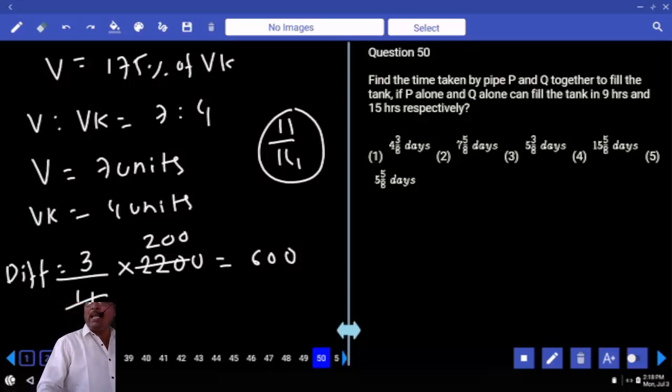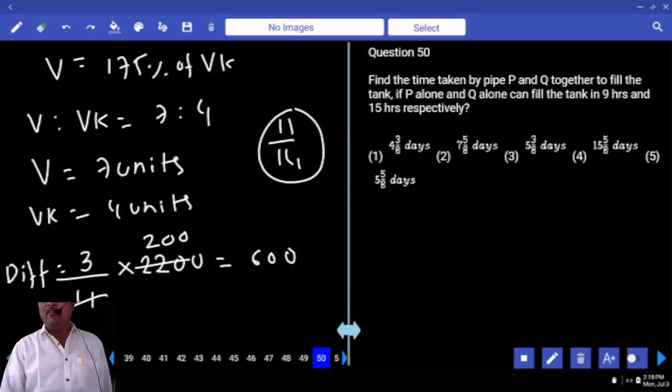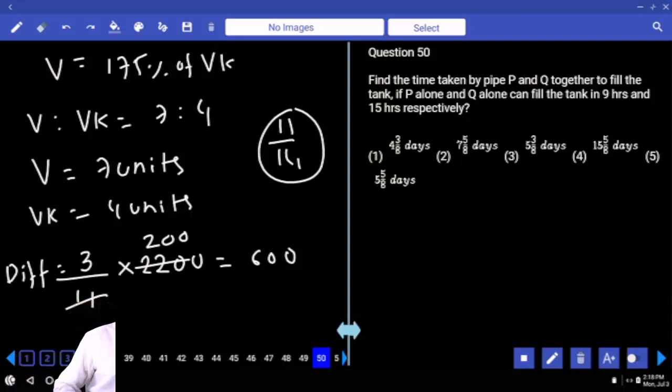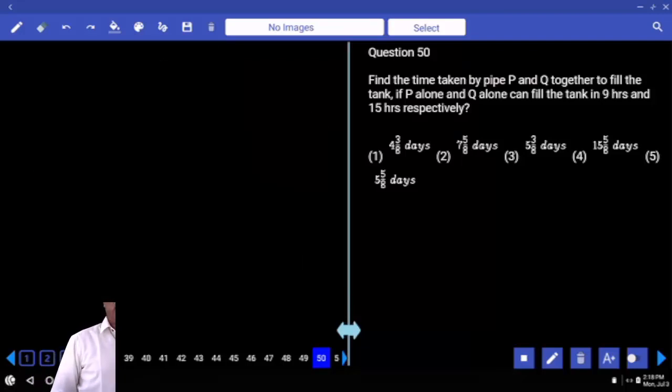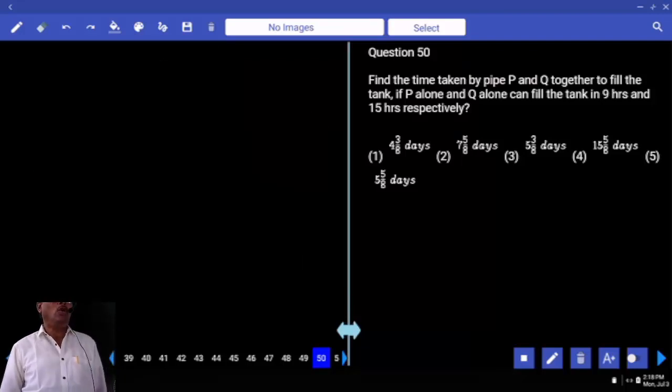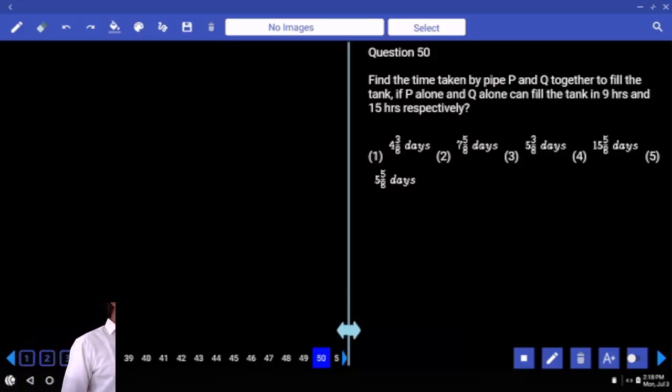Find the time taken by P and Q together to fill the tank, if P alone and Q alone can fill the tank in 9 hours and 15 hours respectively. 9 hours is the time of P, 15 hours is the time of Q. The total quantity of work is nothing but the LCM. What is the LCM of 9 and 15? 45.